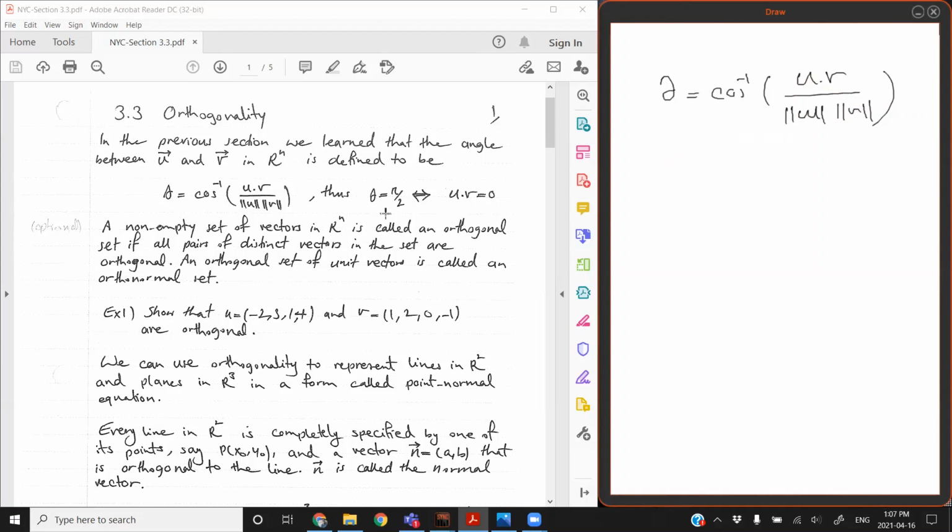So from this definition, you can see that if the product of the two vectors u and v is 0, then theta would be cos inverse of 0, and cos inverse of 0 is pi over 2. That means if the dot product of u and v, or v dot u, doesn't matter, is 0, then theta, the angle between the two vectors, is pi over 2. So two vectors are orthogonal if and only if their dot product is 0.